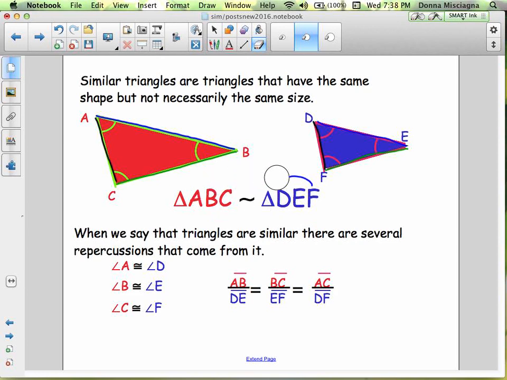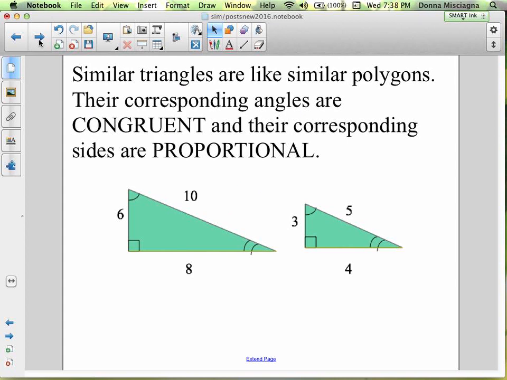Right, but we're going to learn a little bit more about similar triangles in this lesson, because triangles are a little bit special, just like they were when we had our congruence postulates. Triangles are just a little bit special. So similar triangles are like similar polygons. Their corresponding angles are congruent, and their corresponding sides are in proportion. So here we have two similar triangles. And one way it's really easy to figure out the corresponding sides if you're not sure: just match up small with small.